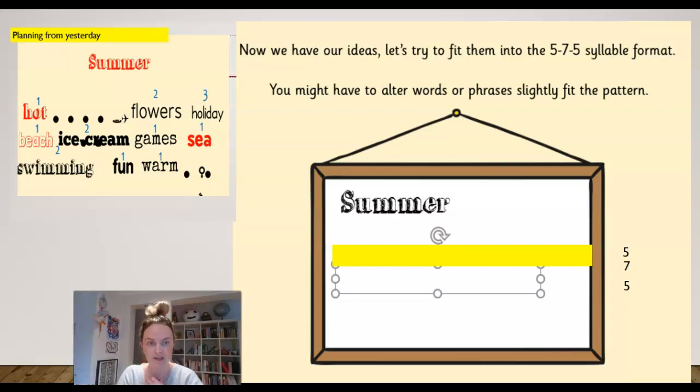Has everyone done that? You've got the heading summer, and on the right hand side I want you to write down 5, 7, 5, because the first line will have 5 syllables, the second line will have 7 syllables, and the third line will have 5 syllables. Okay, let's move on.